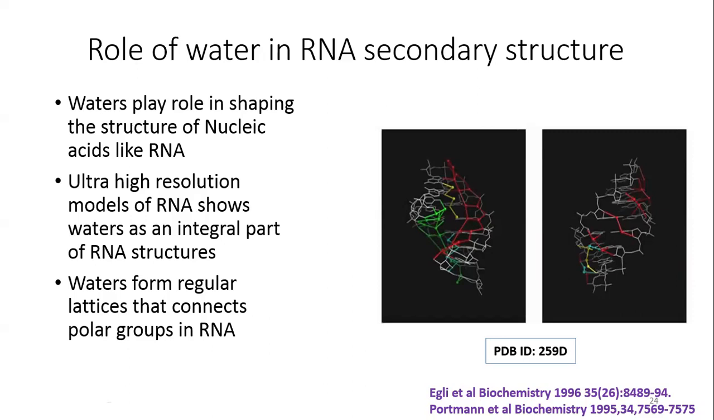What is shown here in red color, these waters, they form regular lattices that connect the polar groups in your RNA molecule. So it is not only the atoms present in the sugar phosphate backbone as well as bases that give its secondary structure, but the surrounding waters also play an important role in stabilizing the RNA secondary structures. You might read this paper to gain more insights into that.